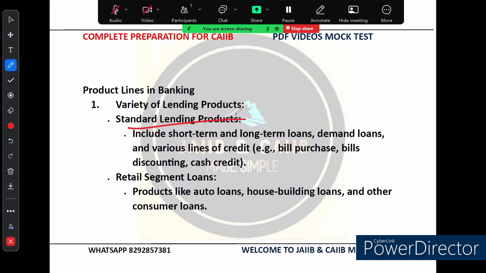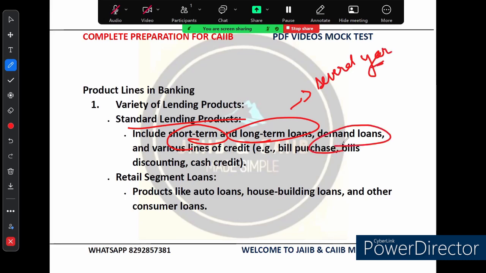What does it mean? See, these are the most common types of loans that banks offer. The example is a short-term loan, meaning a loan that needs to be repaid within a short time, usually within 1 year. There are some long-term loans that are repaid over several years. So the key point here is several years, right? Like a business loan for buying machinery.